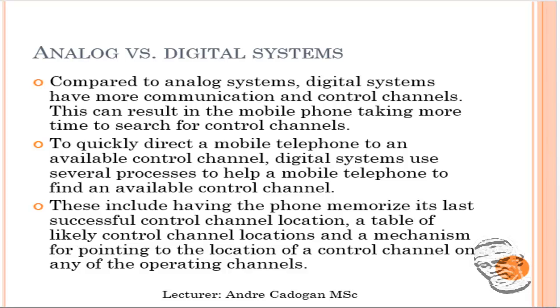This includes having a phone memorize its last successful control channel. Again, the reason why some people, when they turn on their mobile phones at home, find that the control channel is memorized is that the location register, which is the VLR, has that specific information about the phone, likely on the control mechanism, that will point directly to the operating system, so the phone will tune in much quicker than if it was in a different area entirely.